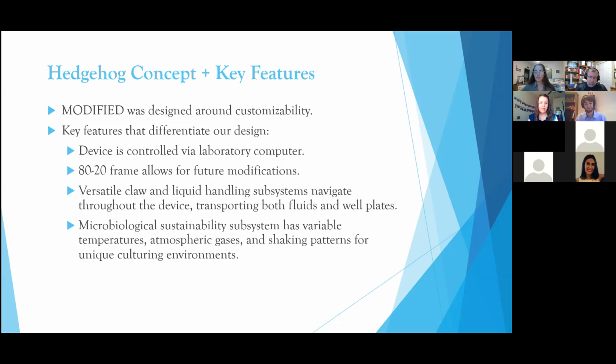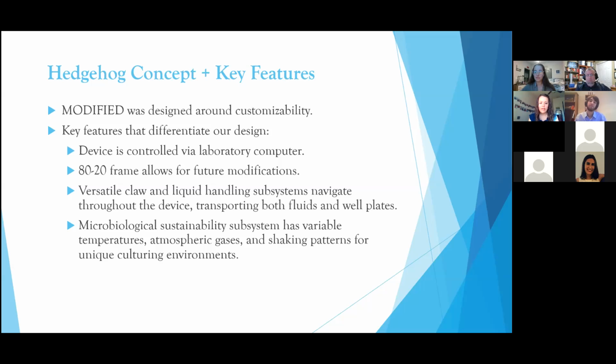Next, our frame is made of 80/20 that will allow for future modifications. The researcher would be able to add extra accessories on top of the microbioreactor, for example, a camera or a different tool, a sensor that would go inside the microbioreactor, or if they need to adjust the size or build on another piece of machinery to the microbioreactor.